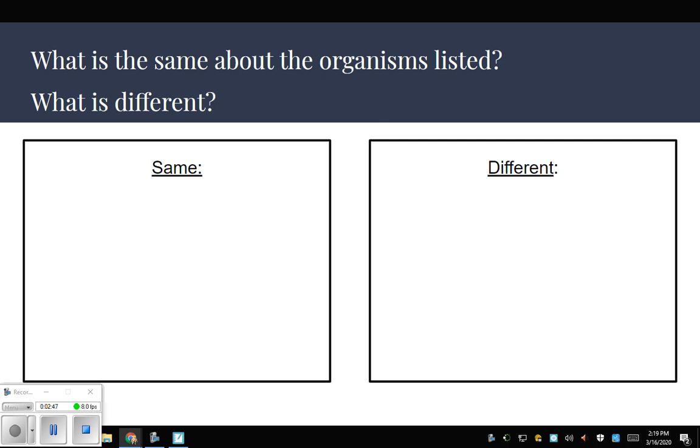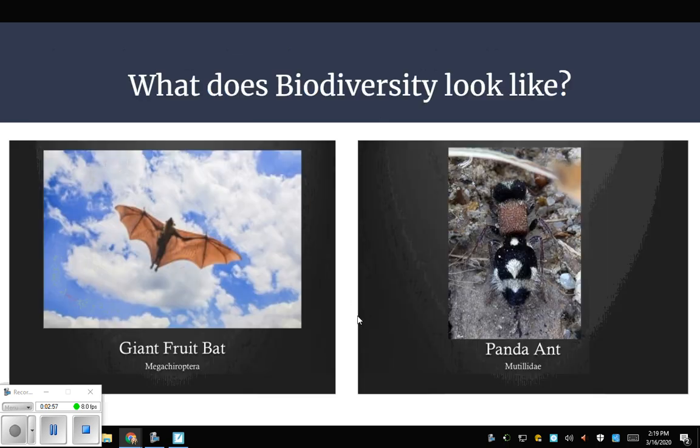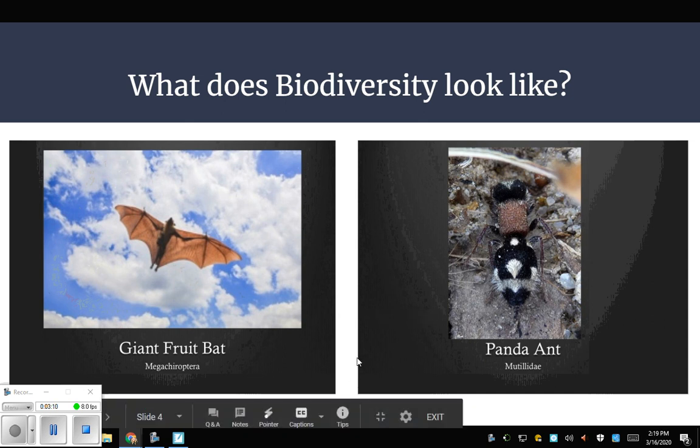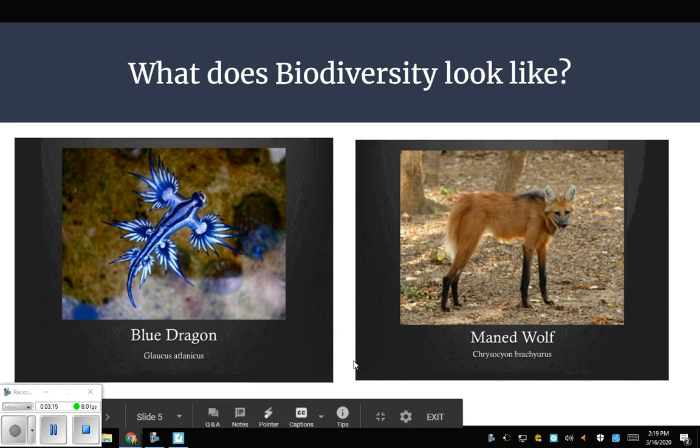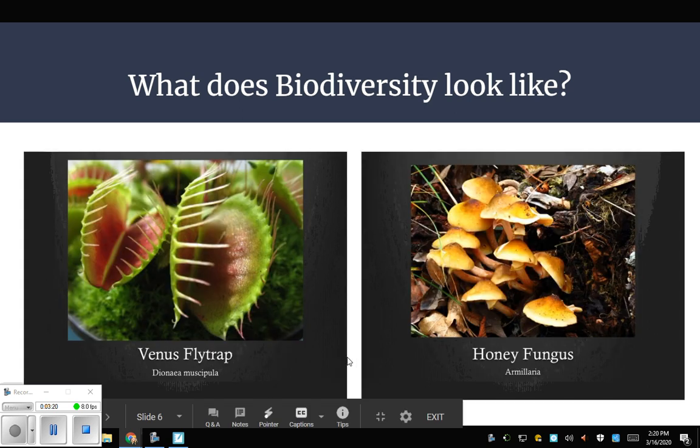All right, now that you've had some time to figure out what is the same and what is different between the organisms you have listed from the previous PowerPoint, we're going to look at what biodiversity is. So what does biodiversity look like? If you look at the pictures here, we have a giant fruit bat. Then we have a panda ant. It's an ant, and it kind of looks like a panda because of the colors. Then we have a blue dragon, which is a type of organism. And then we have a maned wolf, which kind of looks like a fox almost. Then we have a Venus flytrap and a honey fungus.